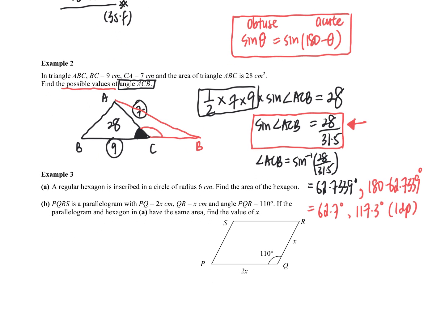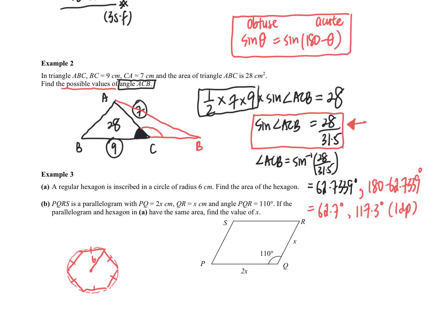Okay, so next is a regular hexagon. How many sides does a hexagon have? 6. So regular hexagon means 6 sides and all sides are of equal length. And it is inscribed in a circle of radius 6. So that means it is inscribed within a circle, and the radius is 6. That's what it means.